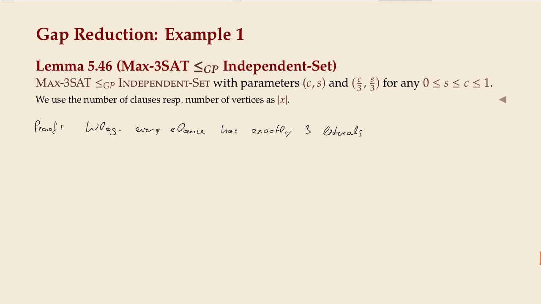But I don't insist on having 3 disjoint ones or 3 different ones. So we can just duplicate some literals if there's less than 3 in any of the clauses. And then we use the same reduction as we would in the ordinary polynomial time reductions. And we just have to look a bit closer to see that it's actually a gap reduction.